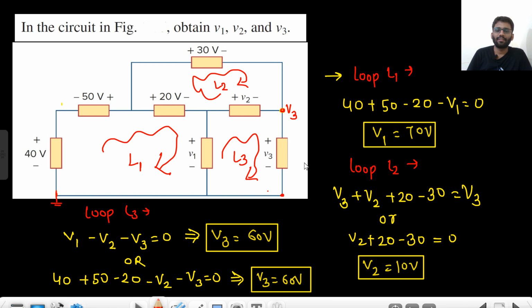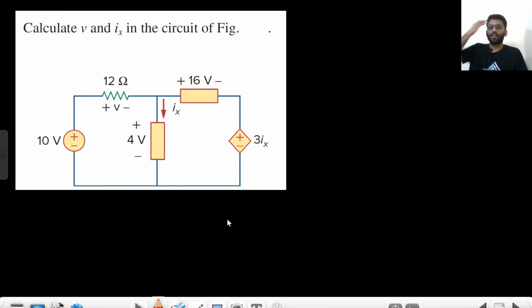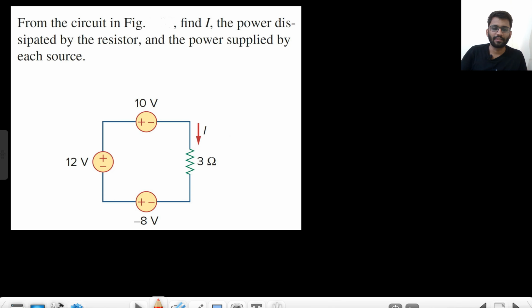What other paths are there? There could be any other path as well. In any path you can write down the equation of KVL or KCL. Now let's move on to this problem. This is the second last problem, I guess.